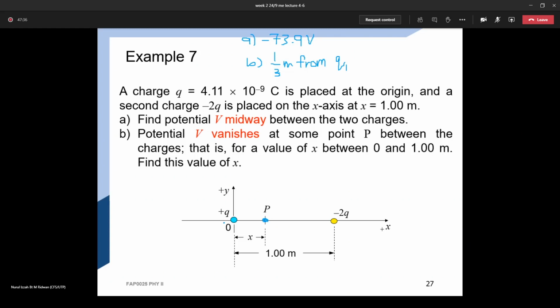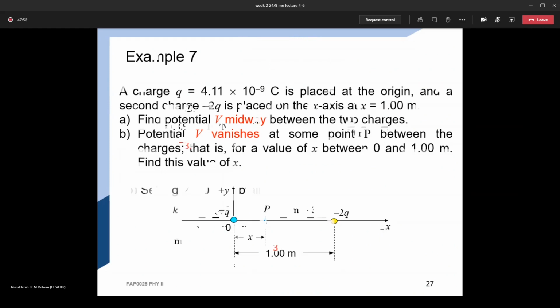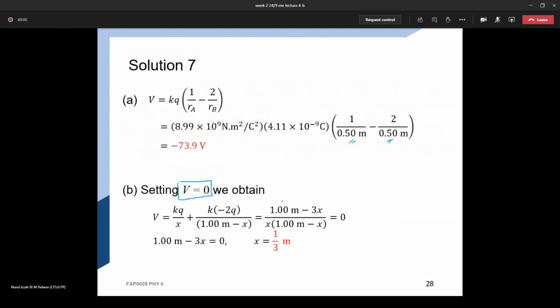Bigger charge will have more lines of the electric field. Means that the electric field, electric potential there will be bigger. So if you want to find points where the potential will be 0, most probably it will be nearer to the smaller charge. Okay, so again, then you should be getting this answer 1 over 3 meter, and you should know that it should be from Q1. Then the remaining distance should be from Q2.